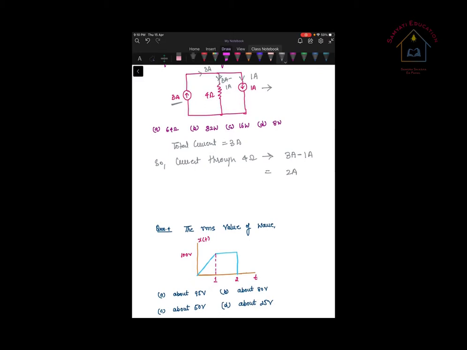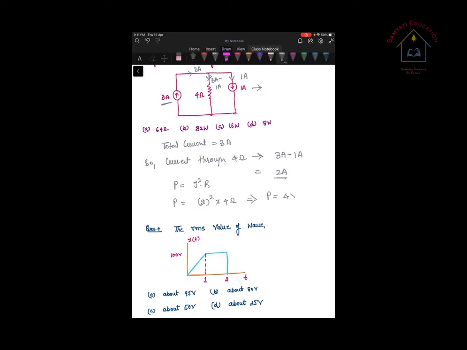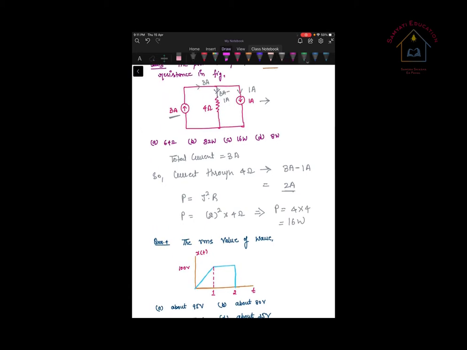Okay, now we have got the current through the 4 ohm, so the formula of power in terms of current and resistance is I square R. So the power will be, we have I as 2 ampere and the resistance is 4 ohm, so it will be 4 into 4, 16 watt. Okay, so the correct answer will be 16 watt.